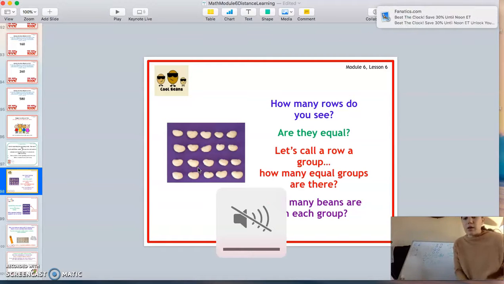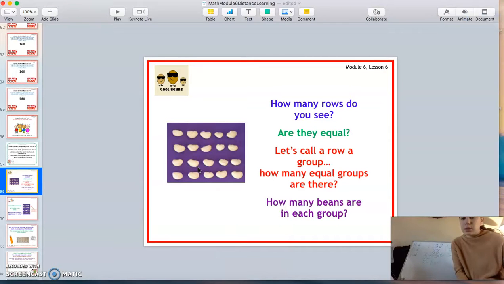Yes, they are all equal. How many equal groups are there? Good, there are 4 equal groups if you count them by rows.